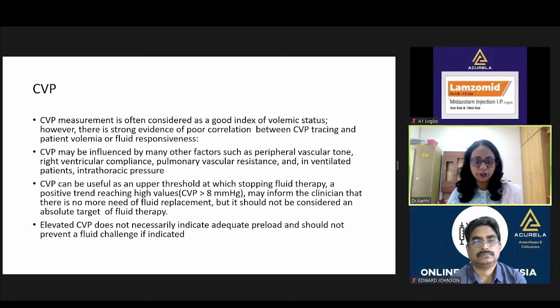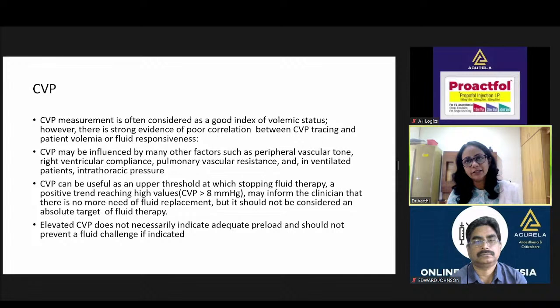So the CVP is not a good predictor of fluid responsiveness because it is influenced by many other factors like the peripheral vascular tone, right ventricular compliance, pulmonary vascular resistance, and in patients who are ventilated, it doesn't reflect the right-sided pressure. It is usually on the higher side.